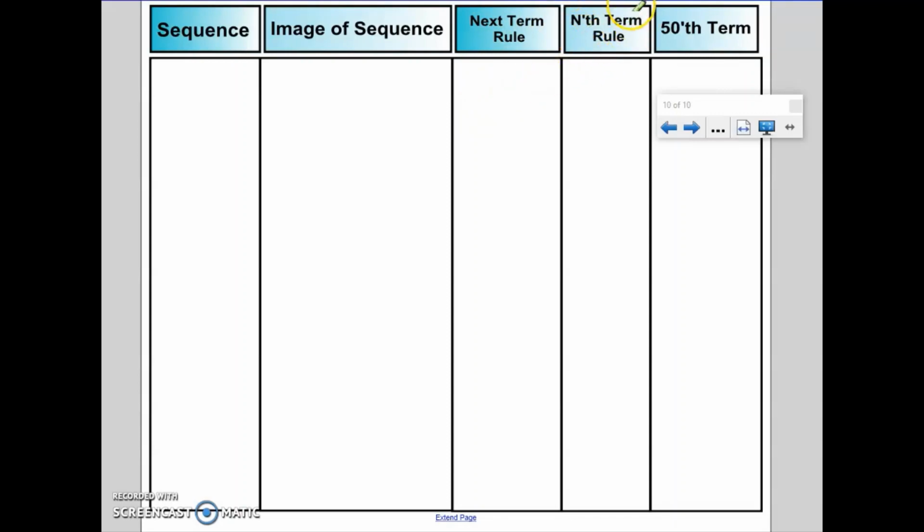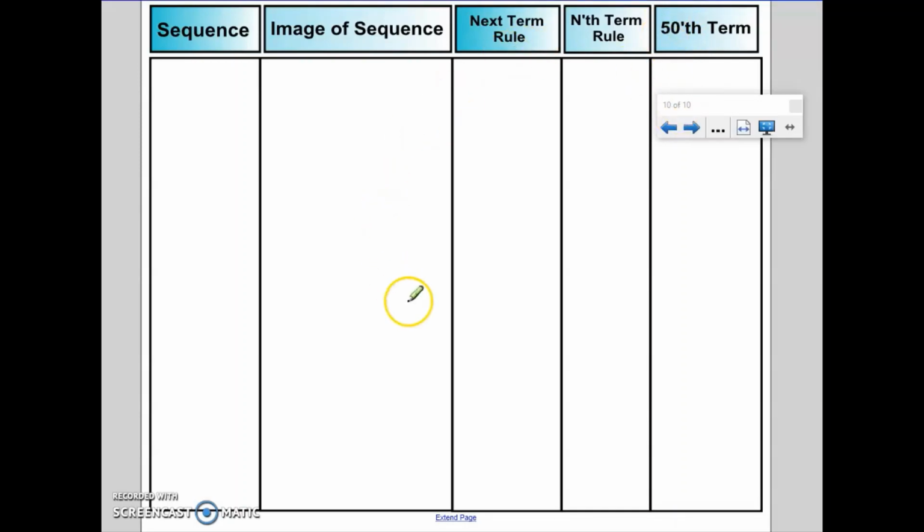The nth term rule will be your bit of algebra. For example, 4n plus 2 would be an nth term rule. And this time we're going to substitute in the number 50. So in most of the tasks in this video, we have been finding the 100th term. So we've been substituting in 100. But for this task, I would like you to find the 50th term.